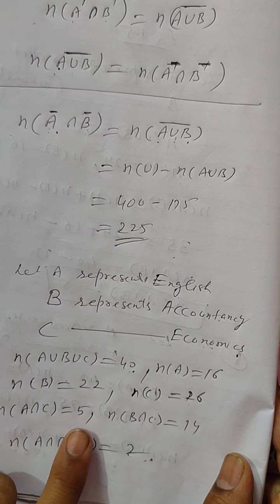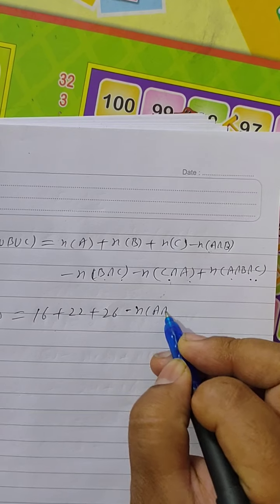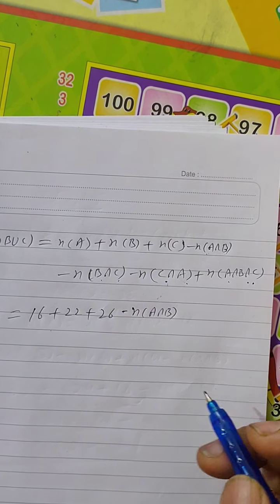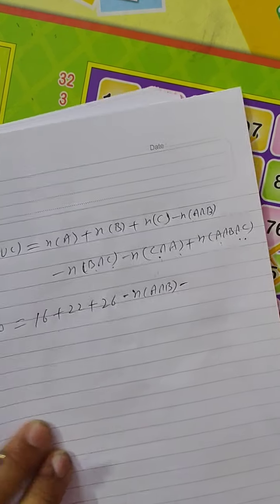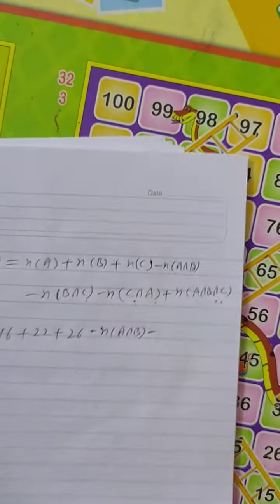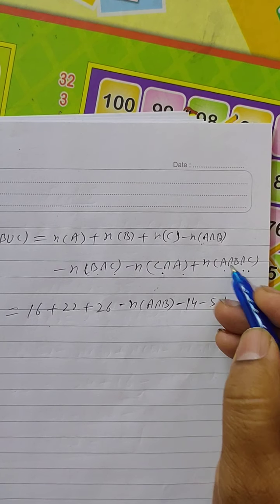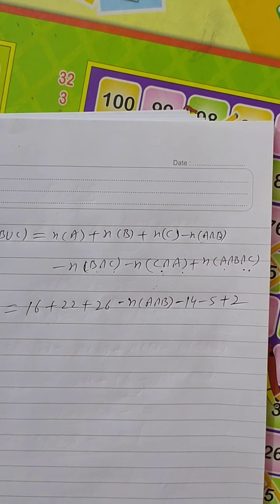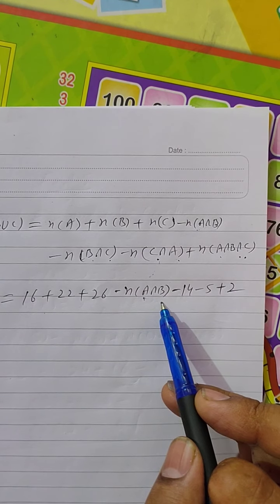So this is 5, this is 14. n of A intersection B stays as it is, we have to find it out. Minus B intersection C, it was 14, and this is 5. So this is 14, this is 5, and this was 2. So you need to find A intersection B.